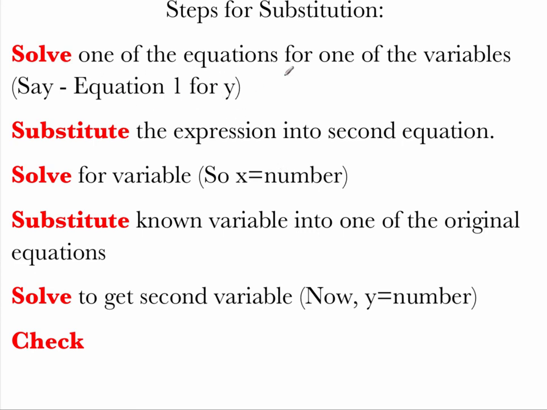So if I solve equation 1 for y, I will wind up getting x. X is going to be a number. Take this x and substitute it into one of the original equations and solve to get your second variable. And of course, check your answers.